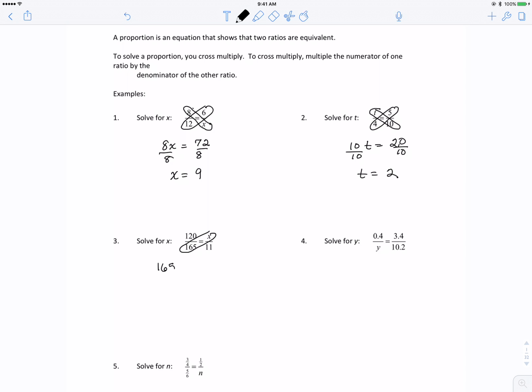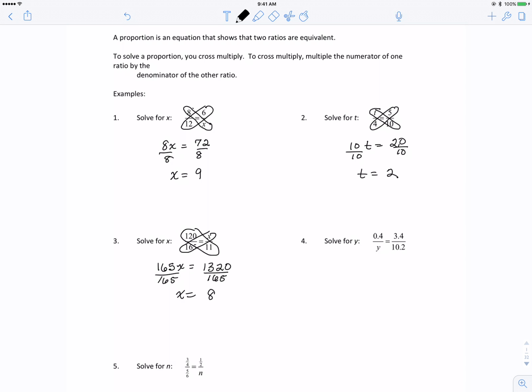If I continue with number 3, I'm going to start with my variable, go diagonally. I get 165 times x is 165x, and diagonally across here is going to be 1,320 using a calculator or doing it out. To solve for x, I divide by 165, and that turns out to be 8 exactly.